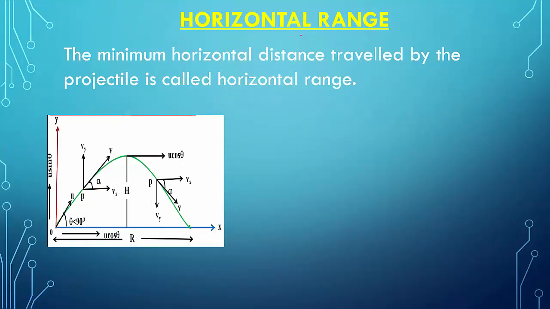Now we can study the second parameter of projectile motion, and that is horizontal range, which is denoted by R. What is horizontal range? The maximum horizontal distance travelled by the projectile is called horizontal range. Maximum height is all about maximum vertical distance, and horizontal range is about maximum horizontal distance. Right? Now we can derive an expression for horizontal range.